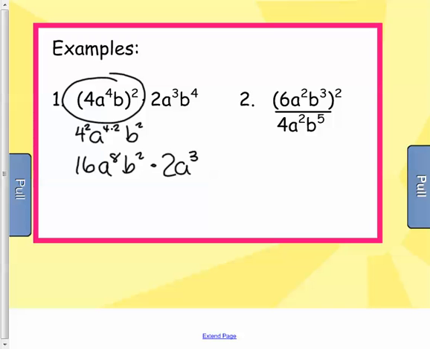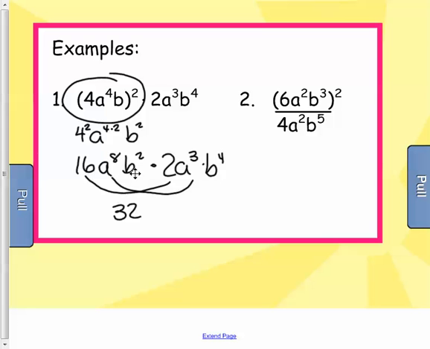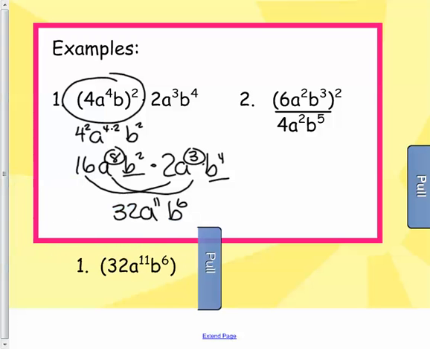Now I'm multiplying this. These are no longer powers to a power. It's just multiplying. So I'm going to multiply my 16 times 2, and I'm going to get 32. I'm going to multiply these two, and remember, we add them now. So we're adding the exponents because it's multiplication. This is like having 8 a's and 3 more a's, which gives us 11 a's. This is like having 2 b's and 4 b's, which gives us 6 b's. So 32, a to the 11th, b to the 6th.